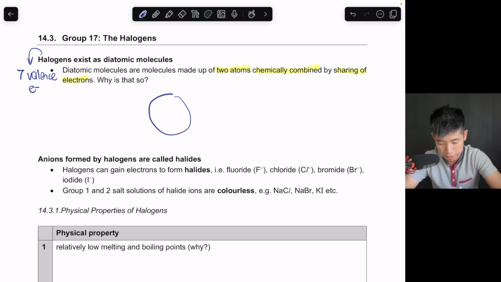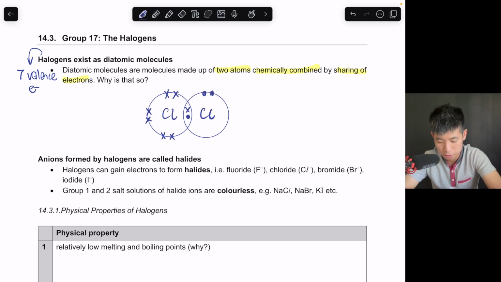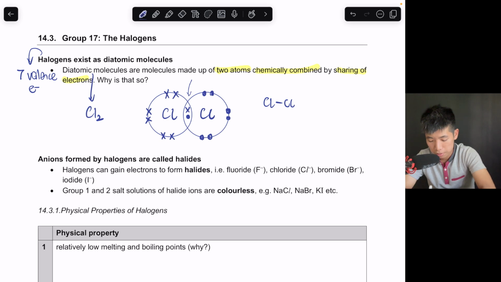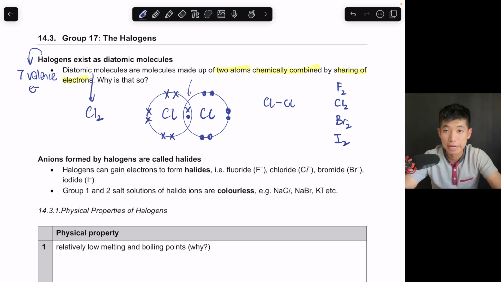Taking chlorine for example, if we were to draw the dot and cross diagram for chlorine, it will look something like this. I'm just going to show the valence electrons. There is a single covalent bond between the two atoms. So the structural formula can be represented like this. So diatomic because they share electrons and they exist as a molecule with two atoms joined together. So when we write the formula of fluorine, chlorine, bromine, iodine, you notice that it's always diatomic.